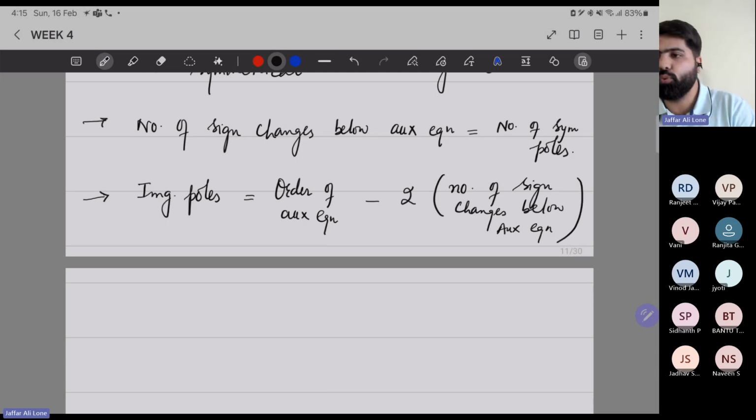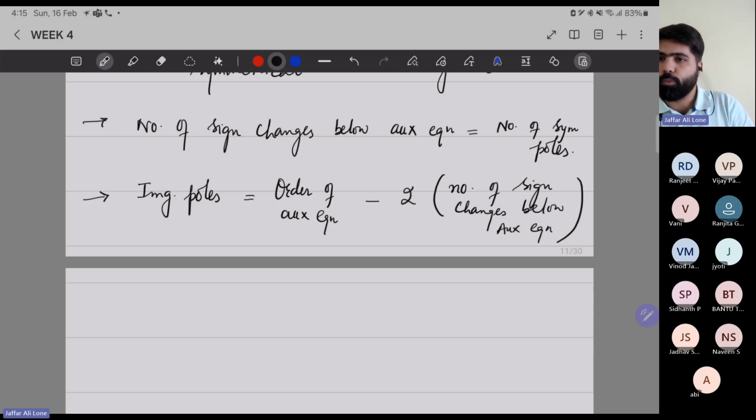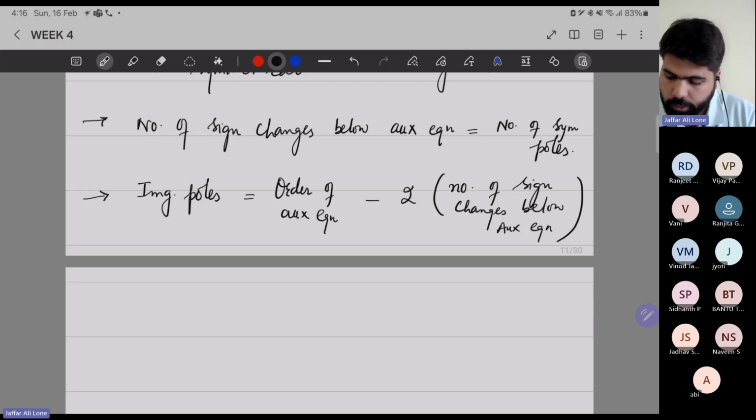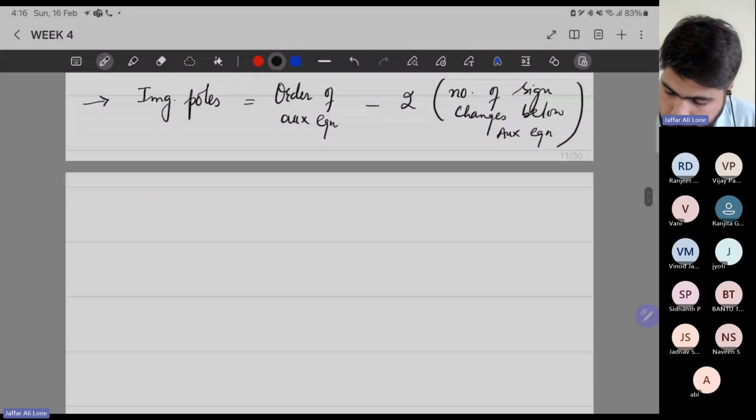Why am I writing 2 into this? Because I know these poles will be symmetrical. So that's why I'm writing 2 into sign changes. If there is one sign change, it means one pole is in the right half plane, then the other pole has to be in the left half. So that's why we have to subtract those poles as well in order to find the poles on the imaginary axis. Right? So now let's take a question to understand this.